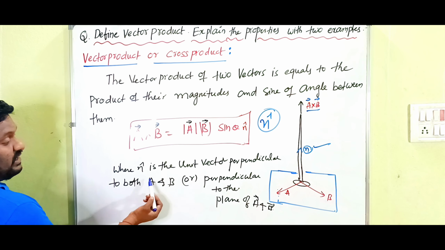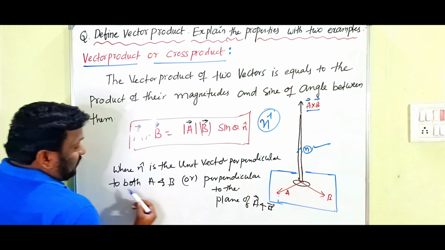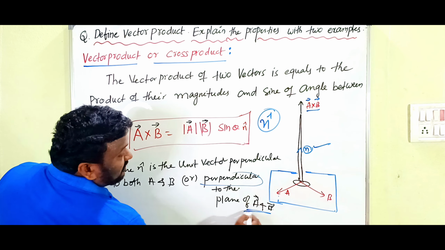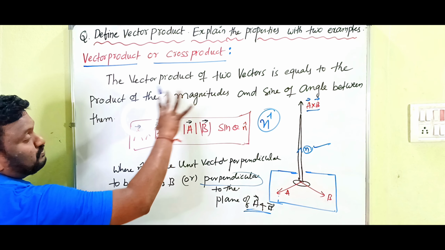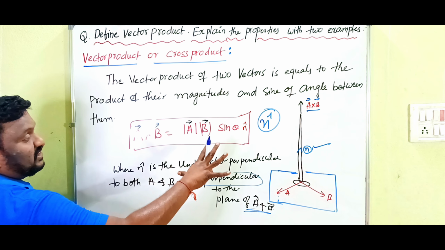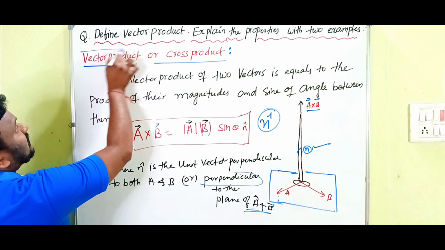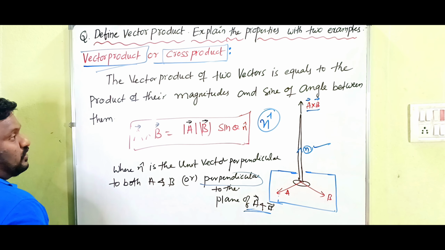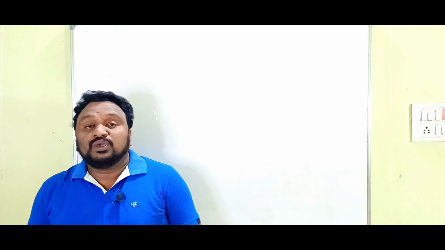Look here, where n is the unit vector perpendicular to both A and B. So this is simply the definition of vector product. So children, vector product is also called cross product. Remember that one.